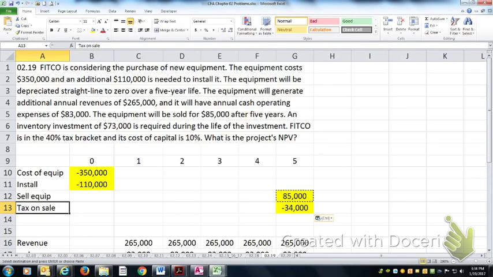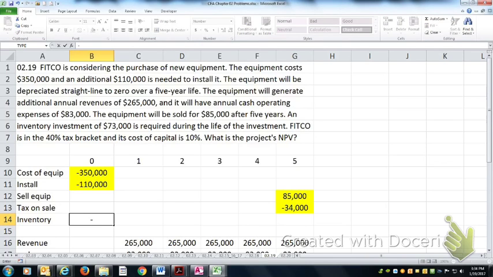And then the only other thing is the inventory investment, which is a cash flow at time zero, which is $73,000. And that means I got to buy that. But the good news is that at the end of the project, I'll sell off all the inventory with it, and that'll be a positive cash flow.